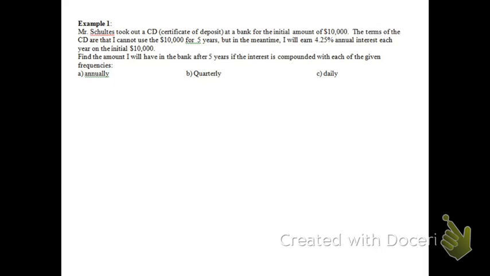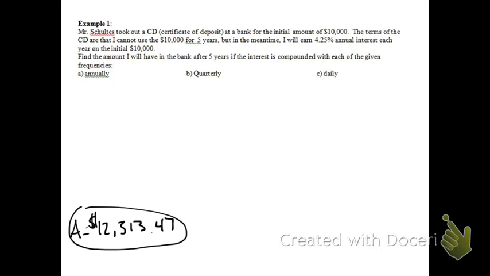So that final amount was 12,000, I have to redo it in my other calculator here. $12,313.47. That's how much I would have after 5 years. I'm going to do one more, and then I'm going to have you try part C.